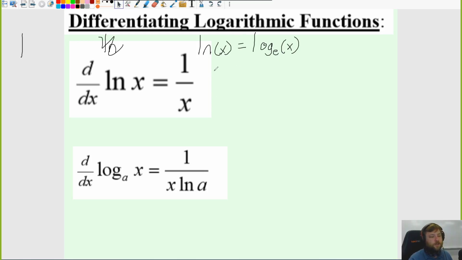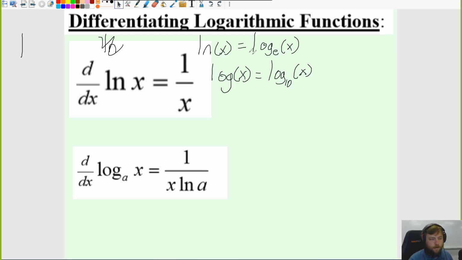Another thing, if you have just log of x, does anyone remember what the default, invisible base is? Log base what? You can type it in chat too. Okay, Justin knows. He would. Yeah, if you're on a calculator and you see the log button, it means log base 10.